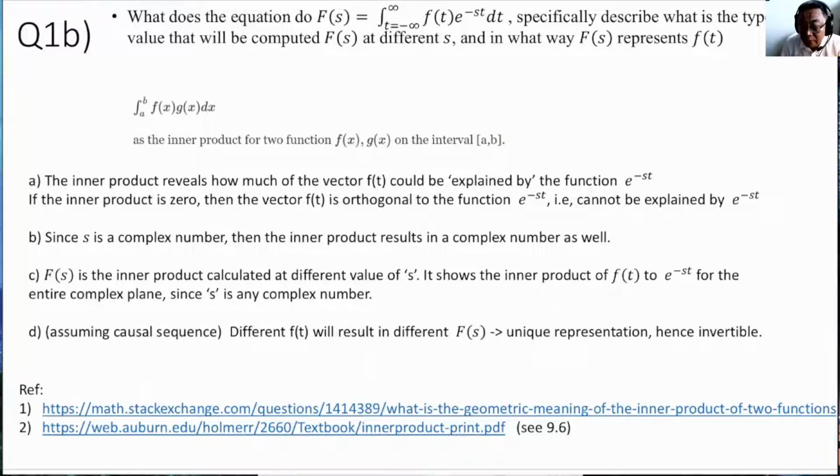This is tutorial 4A question 1b. In this question, it asks us to interpret this equation. What does this equation do?